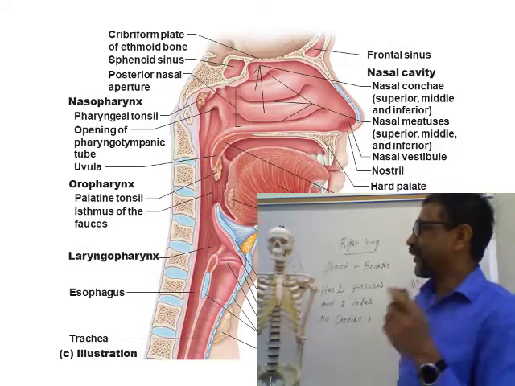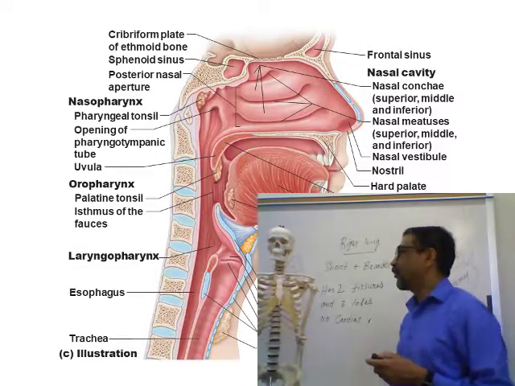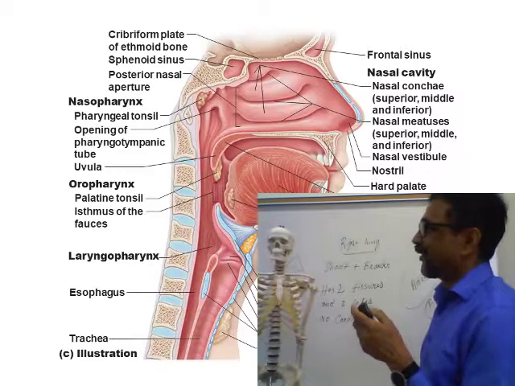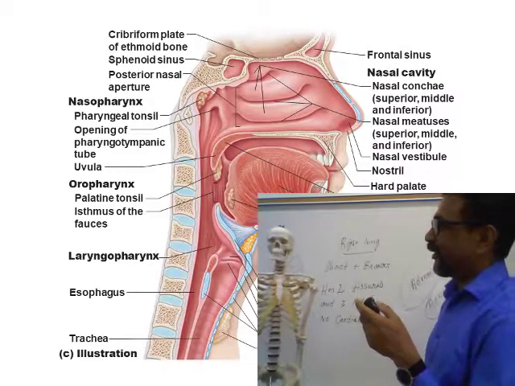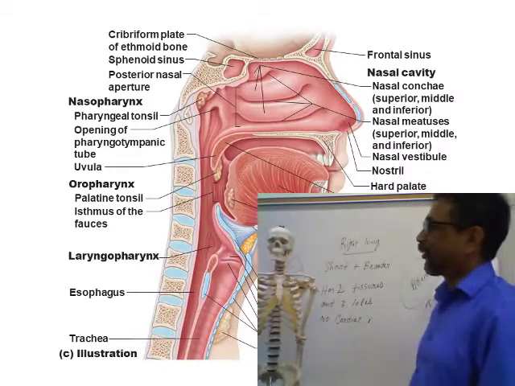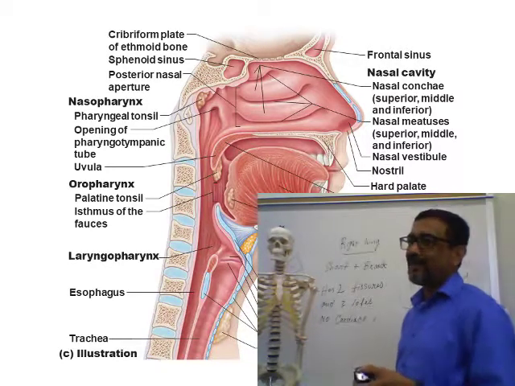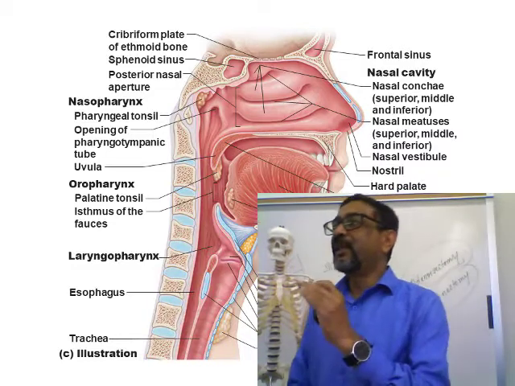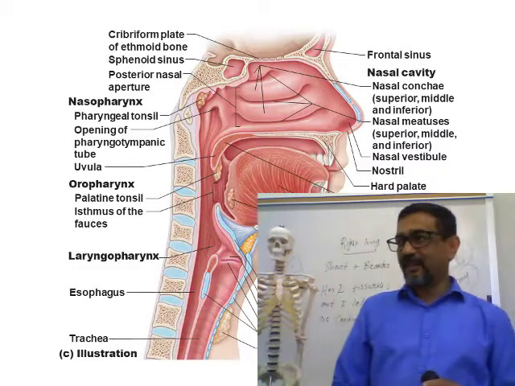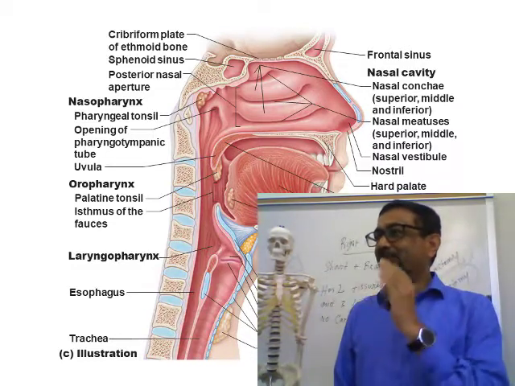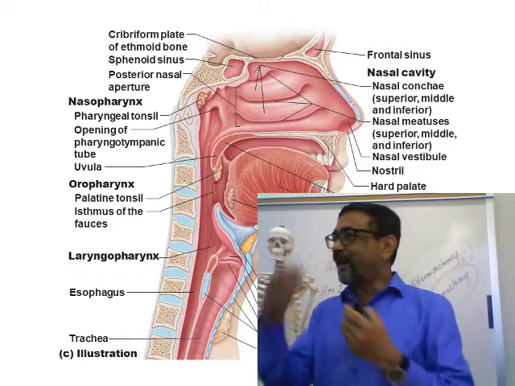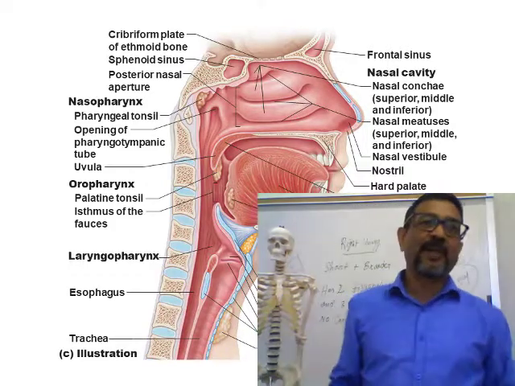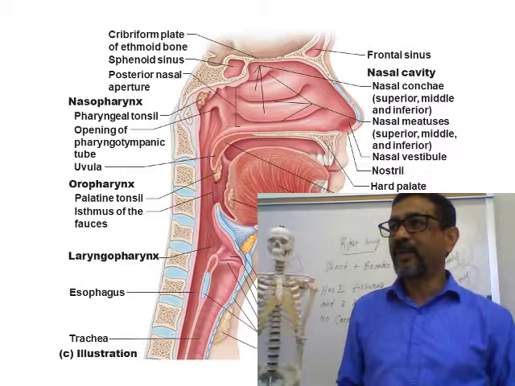Palatine tonsils in the lateral wall of the oropharynx, and lingual tonsils on the posterior surface of the tongue. So you see there are three types of tonsils, right? And the tonsils are located around the very upper respiratory tract or mouth.